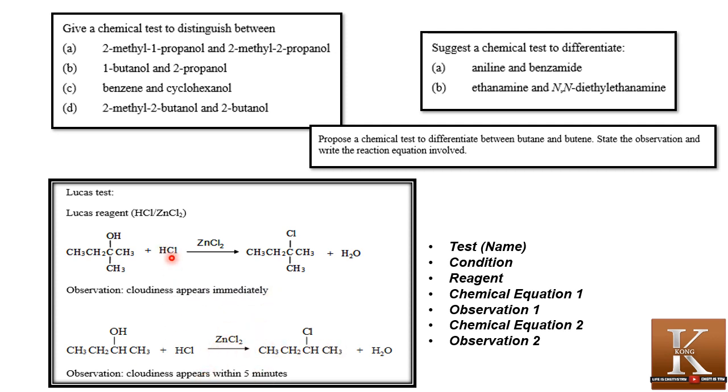Because when you want to differentiate, for the chemical test, there are two compounds to compare. So that's why there are two equations and two different observations. Then only we can compare by using the chemical test. It might be one or more than that.